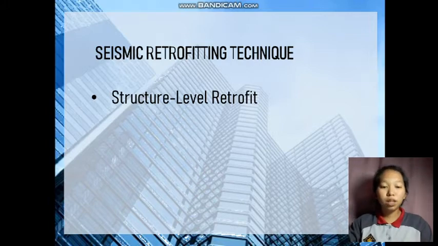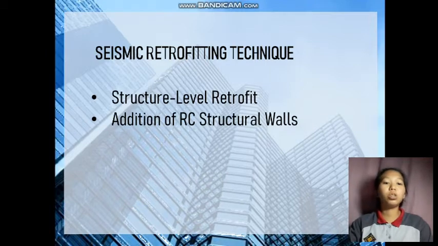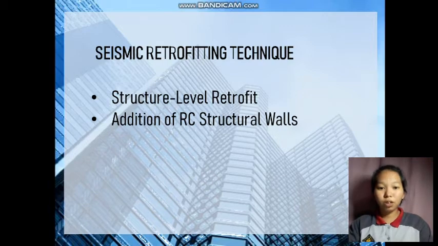So the second one is the addition of RC structural walls. Adding structural walls is one of the most common structure level retrofitting methods to strengthen existing structures in order to reduce time and cost. Shotcrete or precast panels can be used. The overturning effects and base shear are concentrated at the stiffer infill locations.